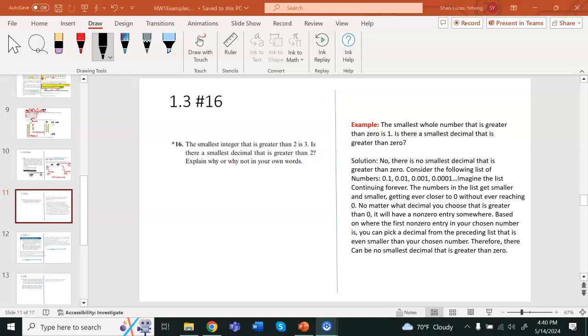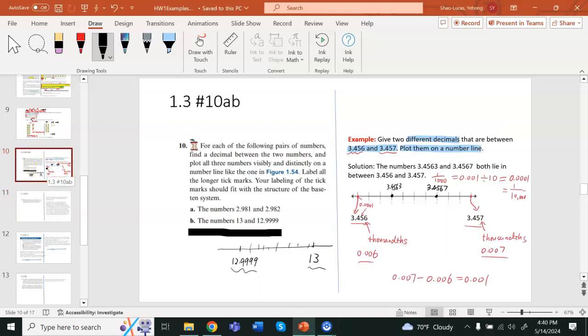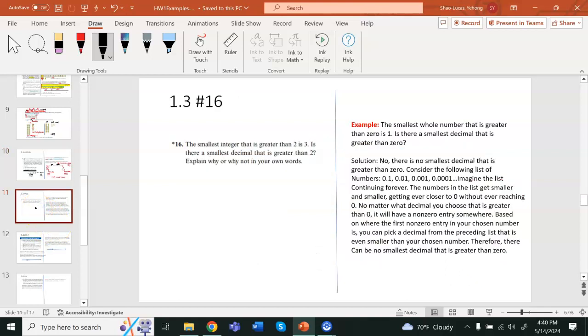Section 1.3, homework problem number 16. If you understand the previous homework problem, number 10, you will be able to understand this problem here. The smallest whole number that is greater than 0 is 1. And pay attention to "whole number," which means you don't really have any decimal places.